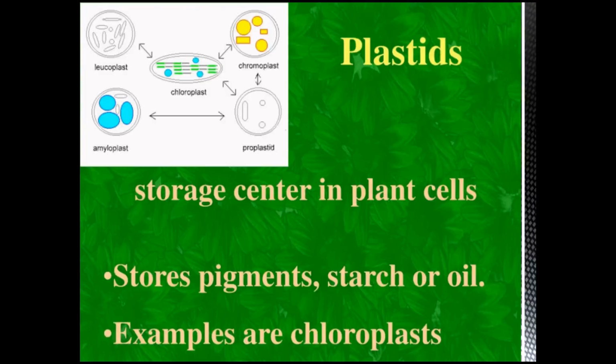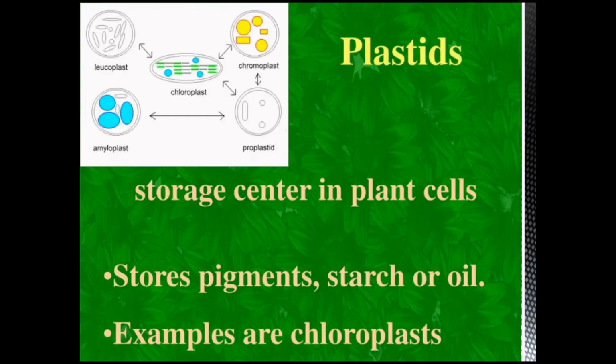What is plastid? Storage center in plant cell. Plastids are of three types: chloroplast, chromoplast, leucoplast. Three types we will study.